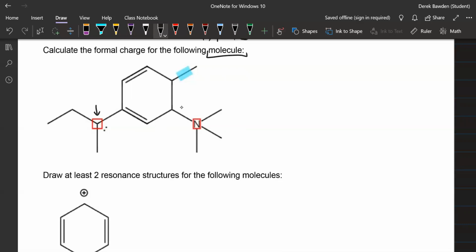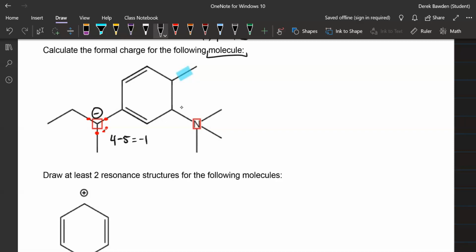4, perfect. So we have 4. And how many does it own right now? Well, let's go ahead and count them. It owns these 2 lone pairs, so we're at 2. It owns one of the electrons in this bond, one of the electrons in this bond, and one of the electrons in this bond. So that adds up to a total of 5. So we're going to do 4 minus the 5 that it owns. That gives us a -1. So the charge on this carbon is a negative charge.